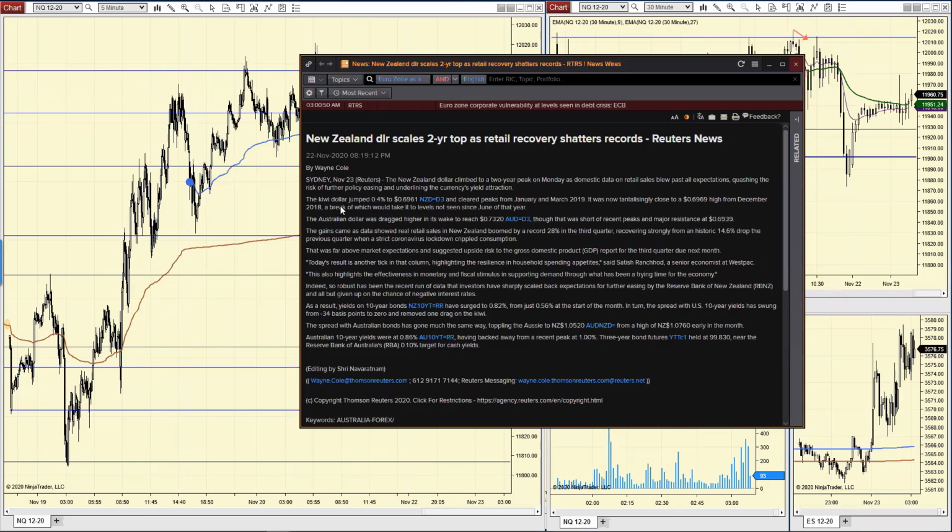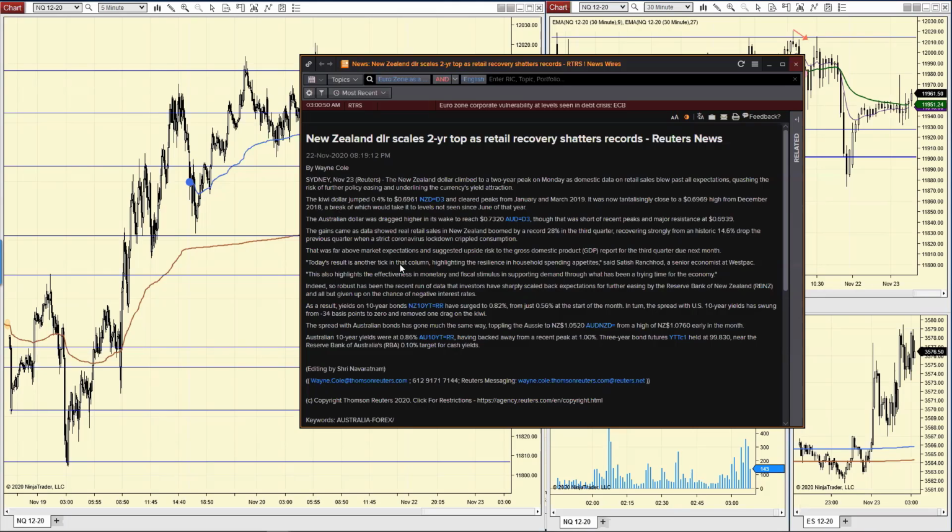The high from December of 2018, a break which would take it to levels not seen since June of that year. The Australian dollar was dragged hard in its wake to reach 73.20, though that was short of recent peaks and major resistance at 69.39.